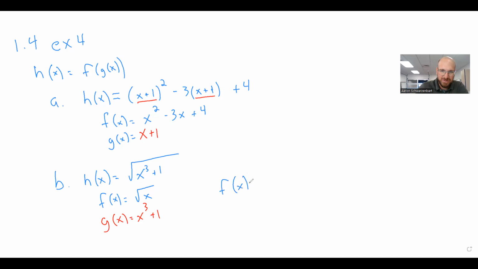Option 2. Here g of x, I'm just going to say is x cubed, leaving me with f of x being the square root of x plus 1. x cubed goes in for that x, and that gets me this. Both are reasonable options. Neither one is terribly difficult.